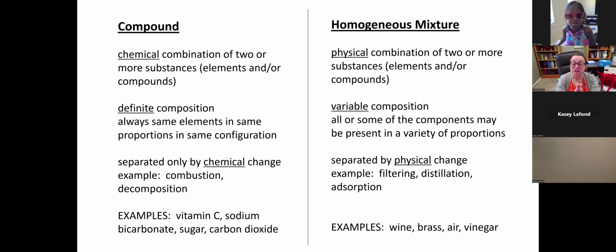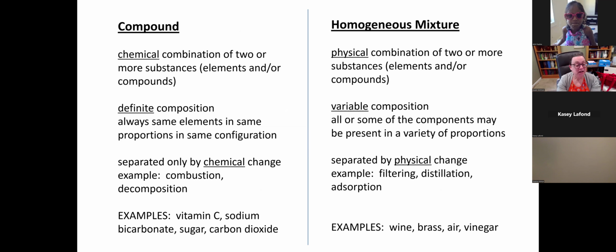A compound always has the same composition, a definite composition. A mixture can have variable composition. I can put a lot of cream in my coffee or a little bit. It's still coffee and cream. A compound we can only separate chemically. We have to actually break those bonds to separate out the different atoms that are in our compound. Whereas in a homogeneous mixture, we can physically separate them again. We can do something that separates them without turning them into a new material.